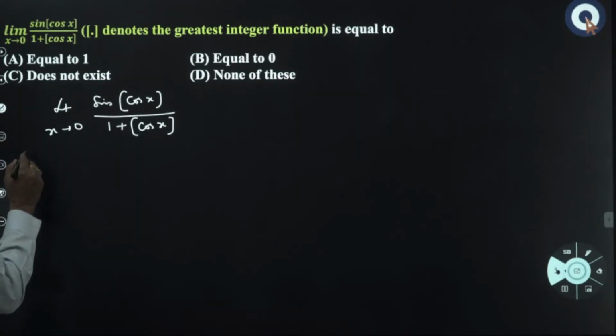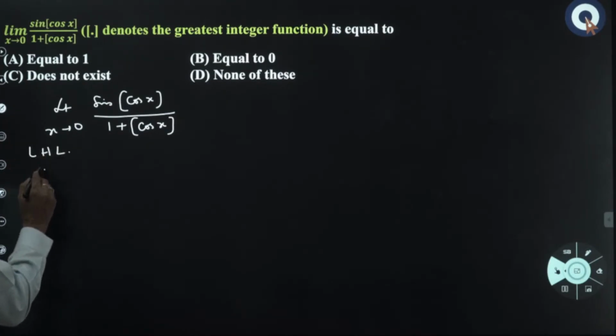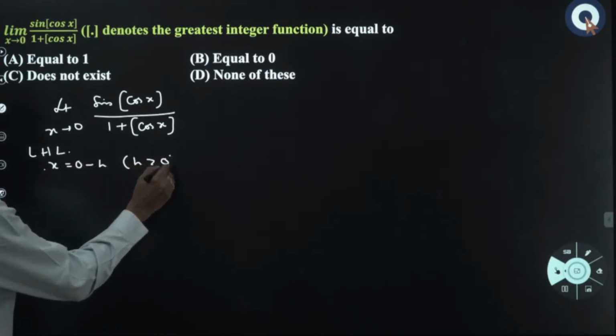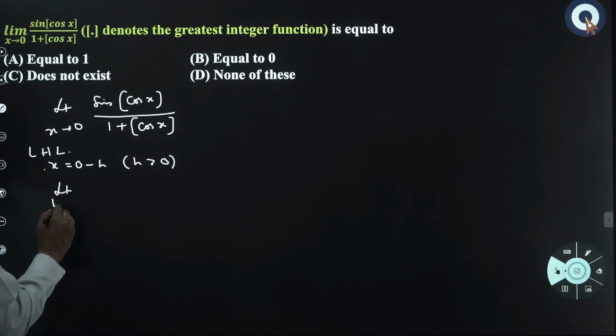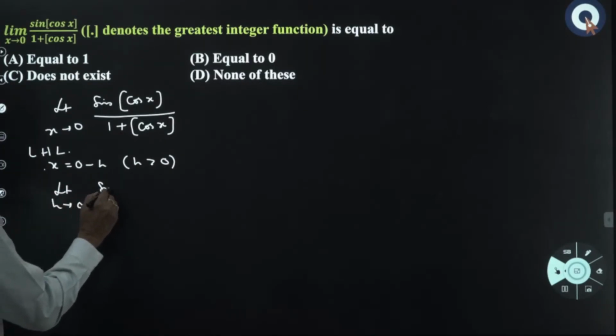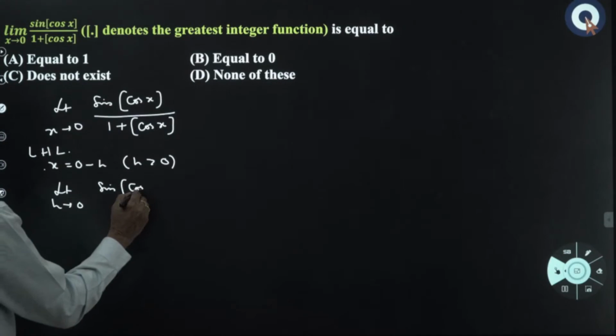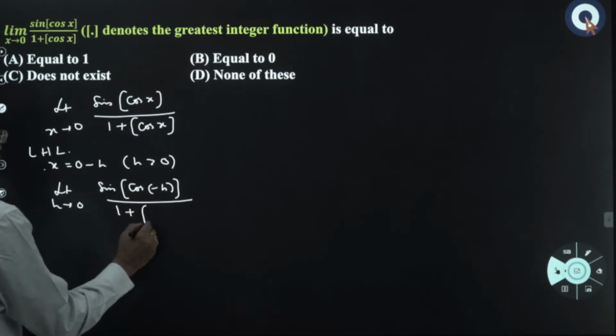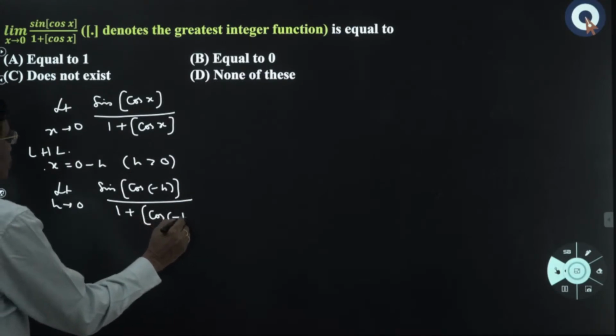So the left hand limit, if you see, x is equal to 0 minus h and h greater than 0, if you write, this is limit h tends to 0, sine of step of cos of minus h by 1 plus step of cos of minus h.